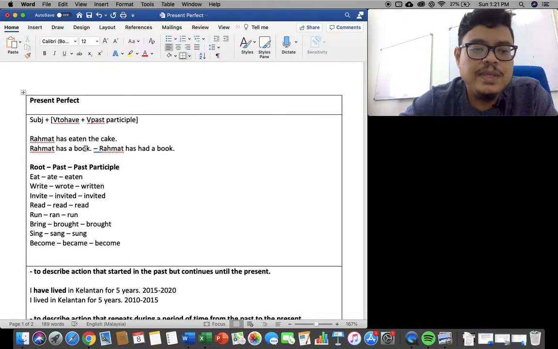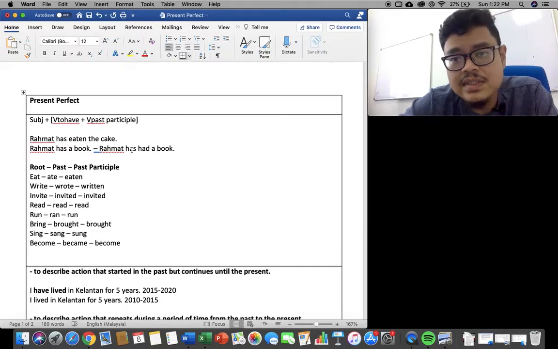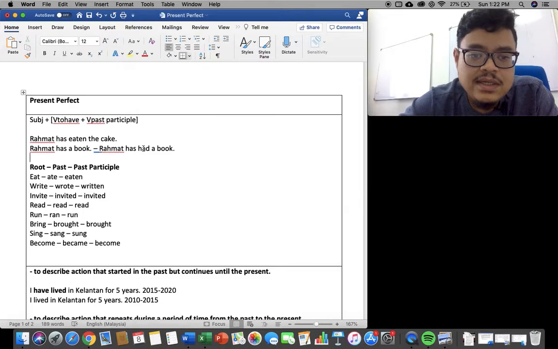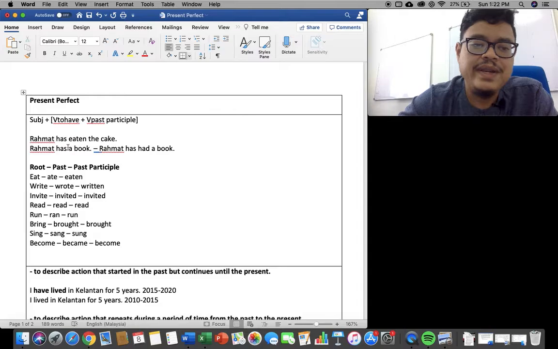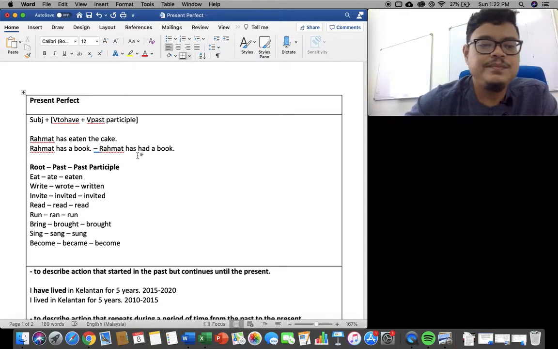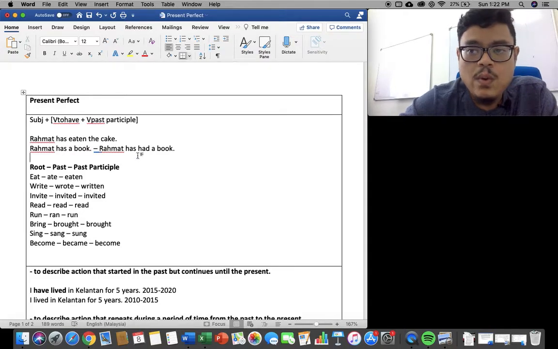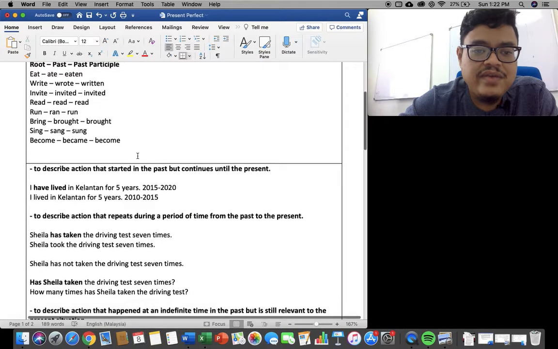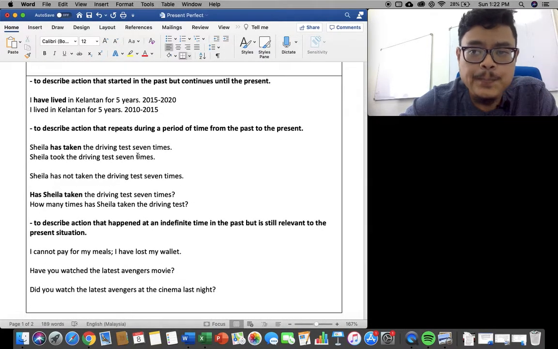Right. So because the first "has" here is not this "has". This one is functional, to show that the sentence is in the present perfect. "Had" here is the past participle for "has". Okay, so for the present perfect, there are various usages actually.